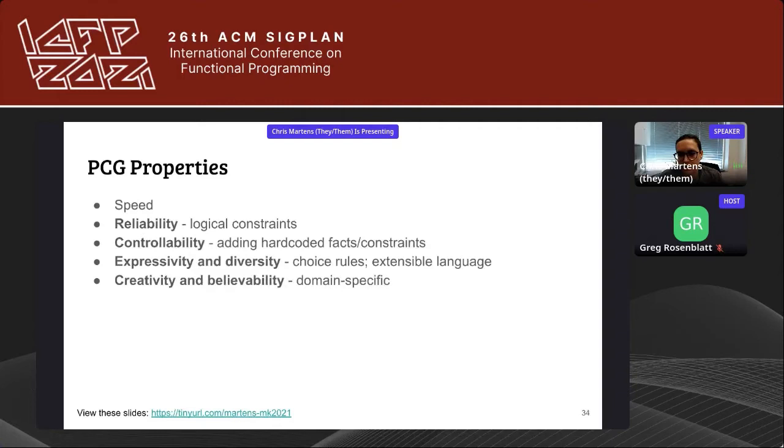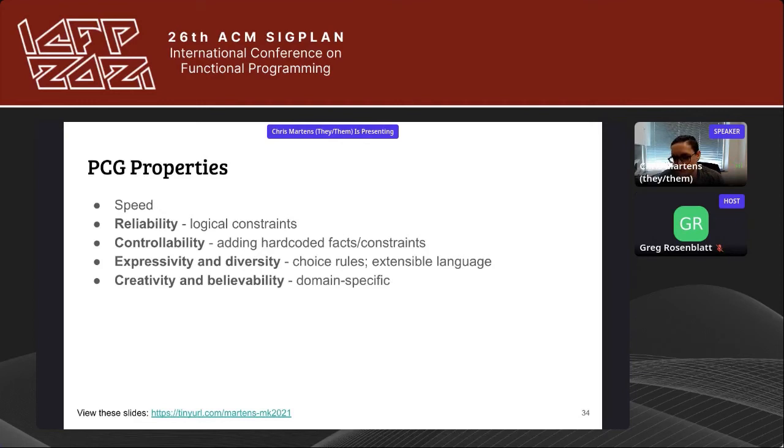It's got certainly better reliability than most evolutionary algorithm approaches, wherein you can really only specify what you want indirectly through evaluation functions, and then hope that the randomness of the mutation and crossover will get you into a portion of the search space that you're interested in. Whereas in ASP, you can just directly say, nope, this part of the search space is not valid. You have pretty decent controllability because you can just straight up add hard-coded facts. You have pretty good expressivity and diversity through the use of choice rules and the fact that it's a logic programming language. You can define whatever terms you want.